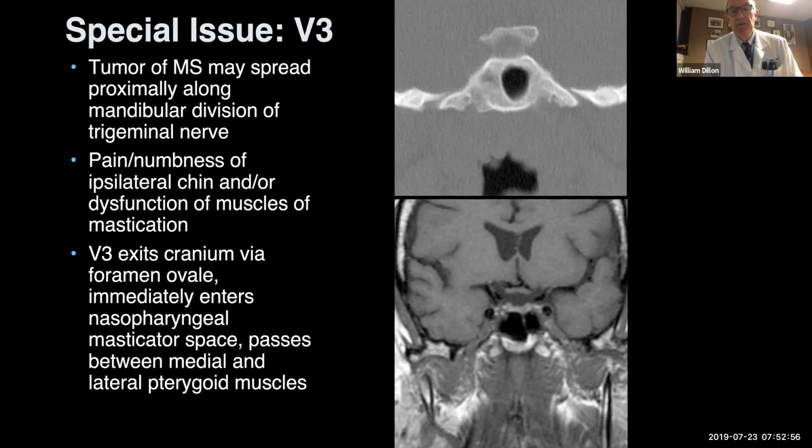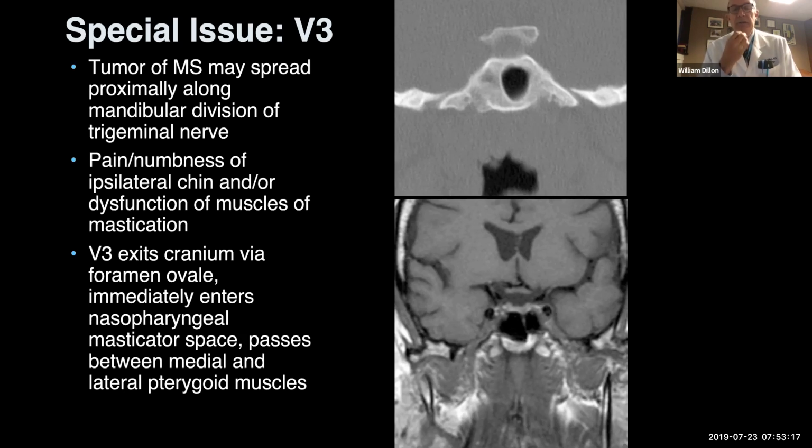And these patients usually have pain or numbness of the ipsilateral chin, or dysfunction of the muscles of mastication, because this portion of the nerve supplies the inferior alveolar nerve, which will, in addition to innervating the teeth, innervate the chin.